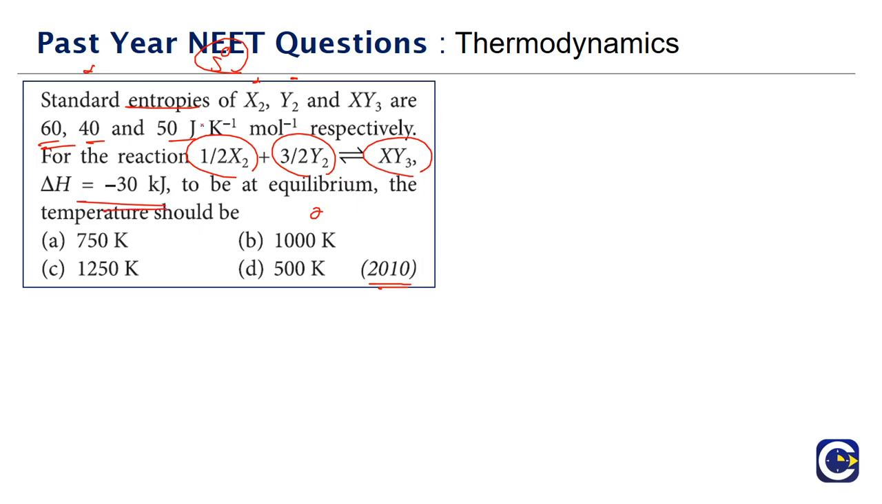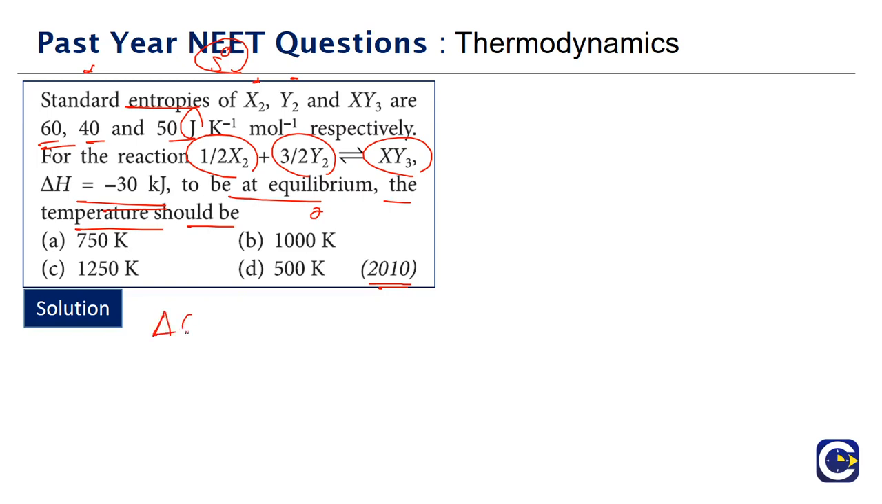So here we have to be careful. The delta S0 values are in joule. Delta H is in kilojoule. Now for this reaction to be at equilibrium, the temperature must be how much? So what they are asking is, for the reaction to be at equilibrium, we have to find the temperature.